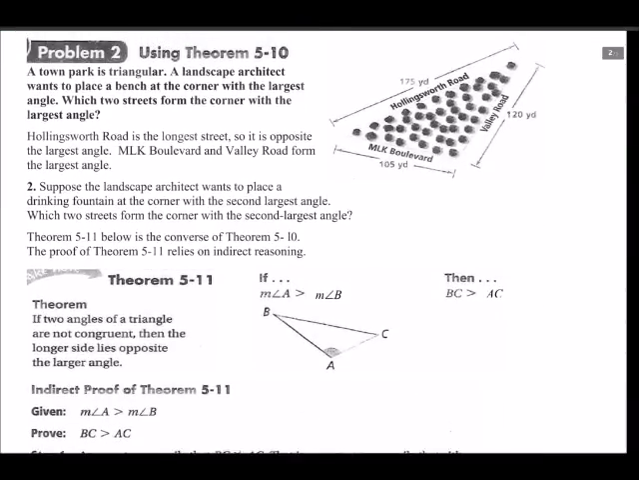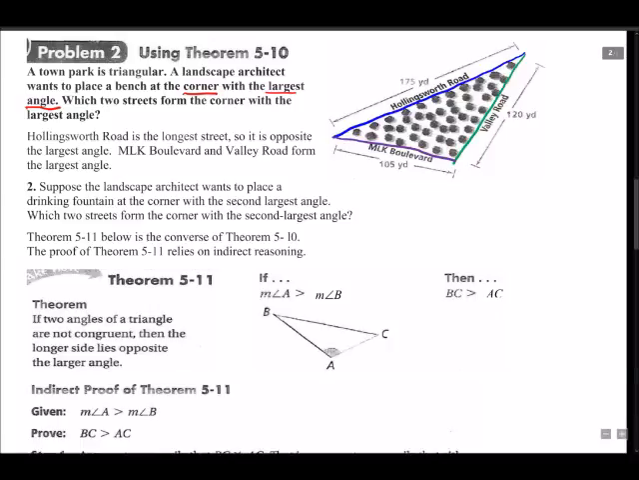We have a triangular park, and the architect wants to place a bench at the corner with the largest angle. So which two streets form the largest angle? Well, let's take a look here. We have this side, Hollingsworth Road, that's 175 yards. We have this side, Valley Road, that's 120 yards. And we have MLK Boulevard here, that's 105 yards.